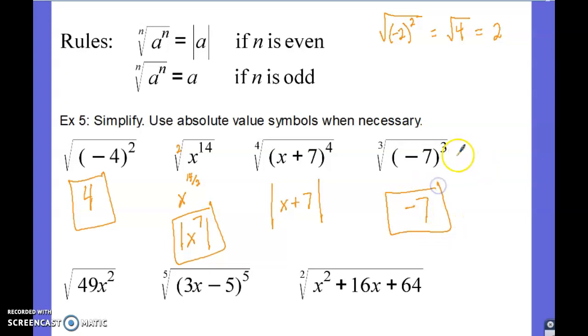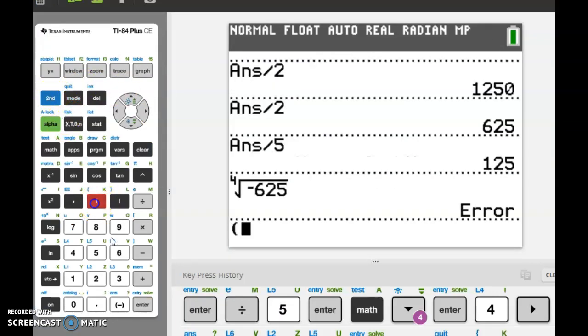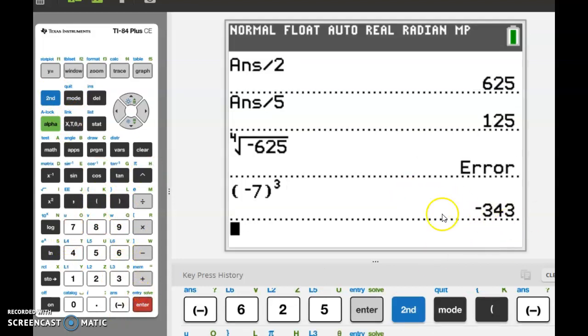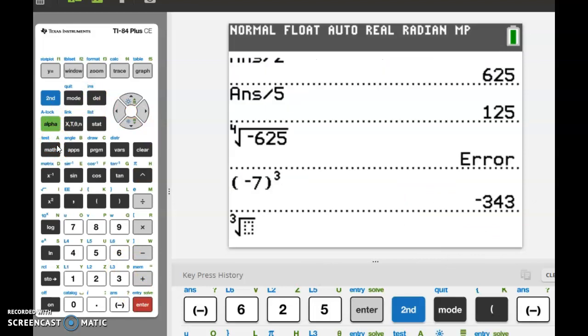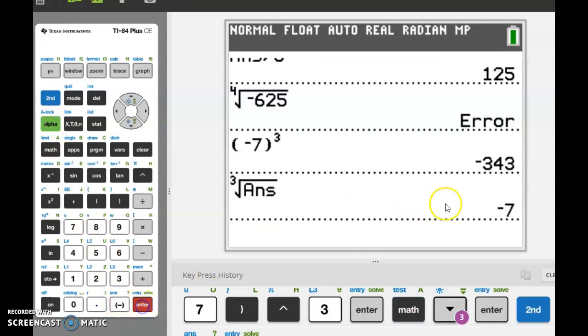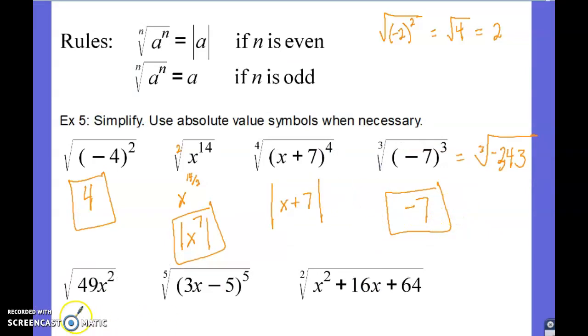And I can work it out because if you were to do negative 7 to the 3rd power, you get negative 343. Let me double check with that calculator. Where's my calculator at? There it is. Negative 7 to the 3rd power, negative 343, and then hit the math button to do the cube root of, if I just type in second answer, second negative, gives me that answer, and you get negative 7. So you can work it out that way if you'd like to as well.